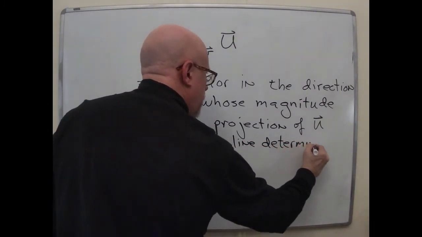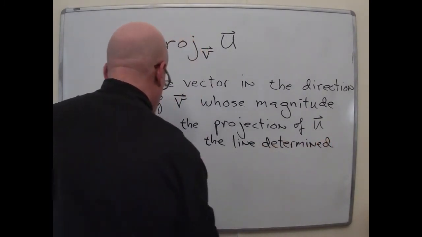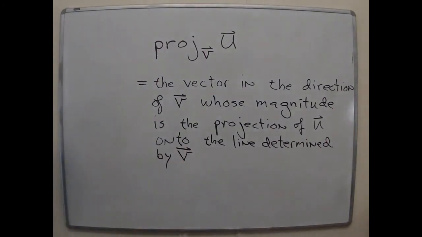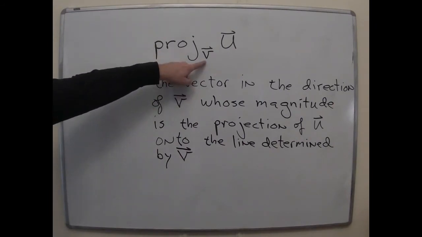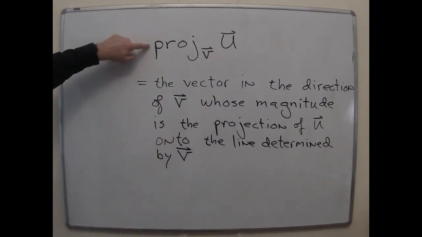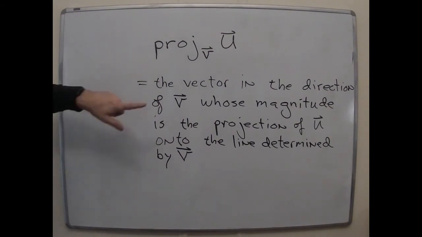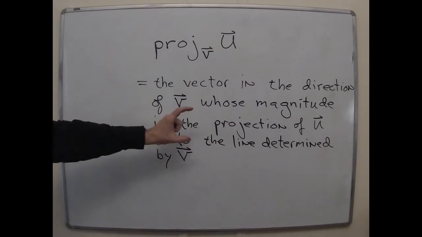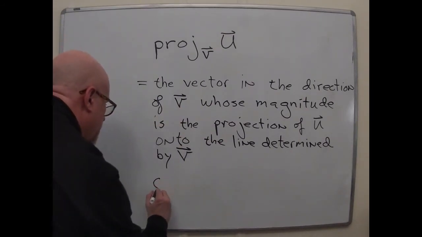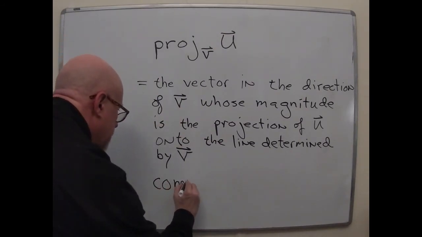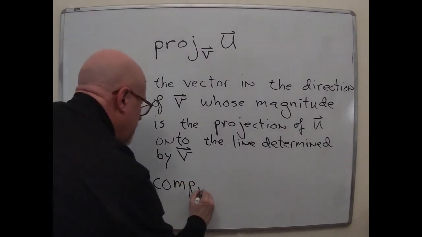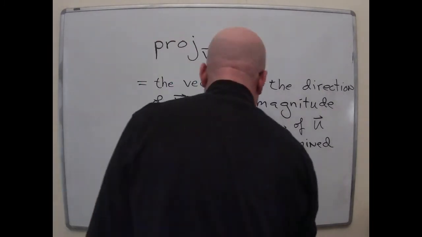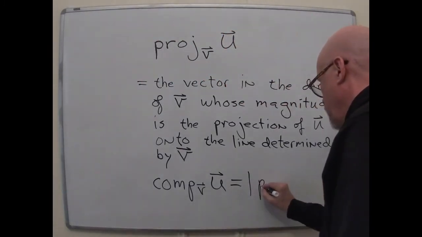I'm sorry, this takes a little while to write out. So, projection into v's direction of u. This thing is a vector quantity. It's the vector in that direction. There's also a way to refer to just the size, and that's called the component. So the component in v's direction of u would be the size of the projection vector.